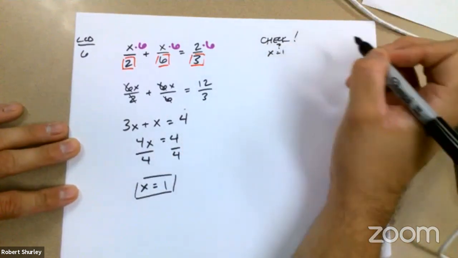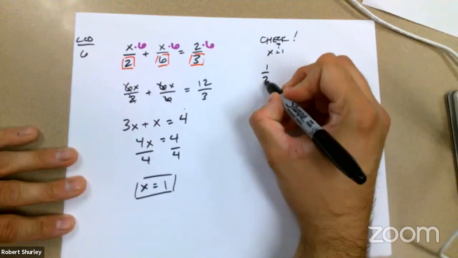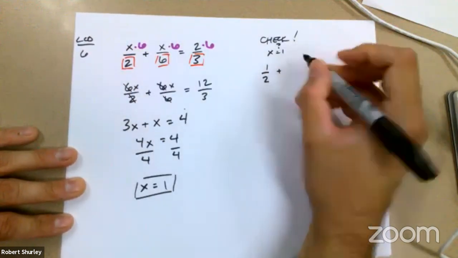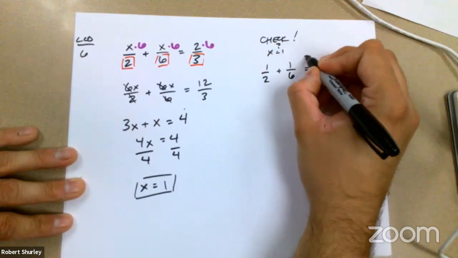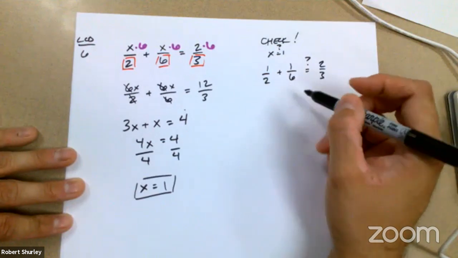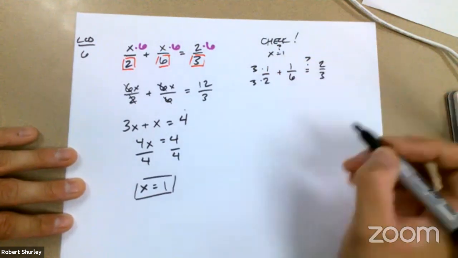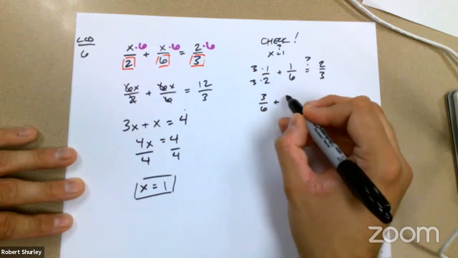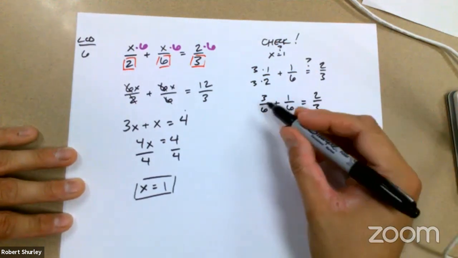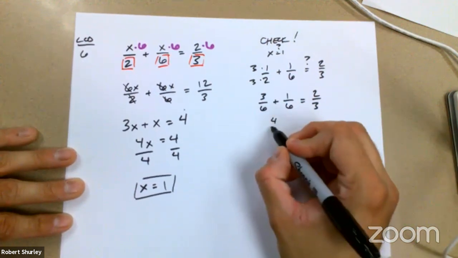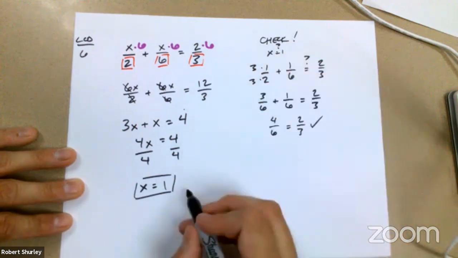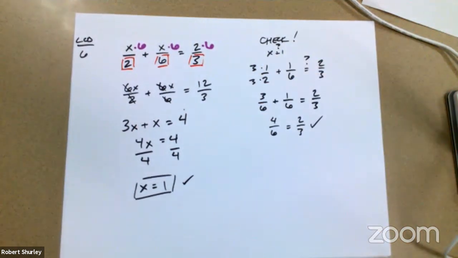So I want to check, is x equal to 1? If we plugged it in over here, remember the original didn't have the 6's, right? So 1/2 plus 1/6. Then I want to know, is that 2/3? Well, I've got to get a common denominator of 6. So I'm going to multiply by 3 on top and bottom. So I get 3/6 plus 1/6 equals 2/3. And then now I can add them together. So I get 4/6, and 4/6 is equal to 2/3. That's how it simplifies. So that tells me that x does equal 1.